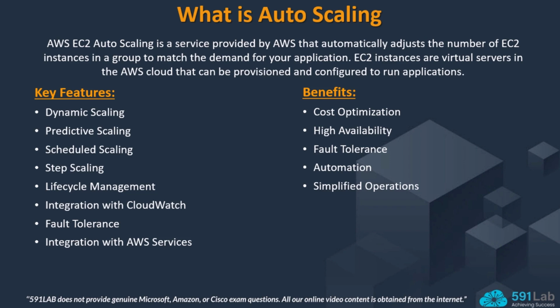Overall, Amazon EC2 autoscaling offers significant benefits in terms of scalability, performance, cost optimization, and reliability, enabling you to build and operate highly available and efficient applications in the cloud.